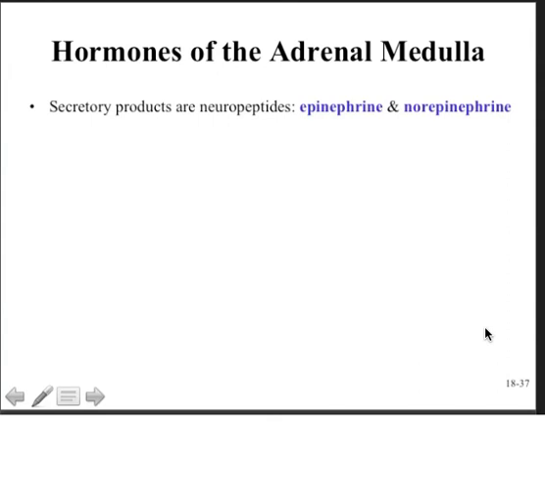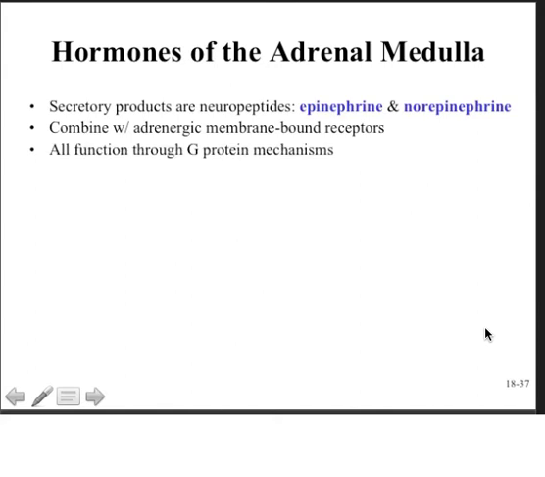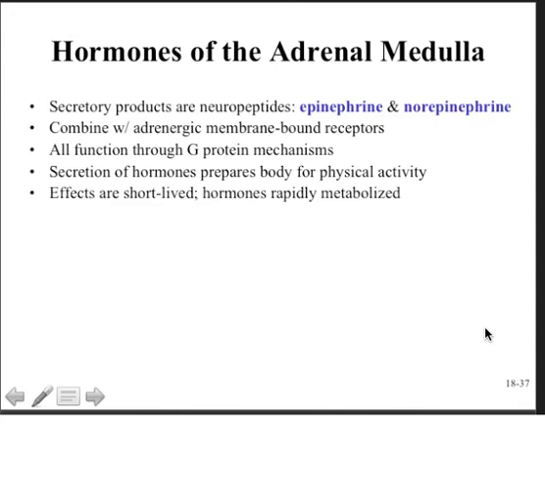So in the adrenal medulla, the main hormones are epinephrine and norepinephrine. They combine with adrenergic membrane-bound receptors and all function through G-protein mechanisms. So GTP is involved on the cytoplasmic side of this signaling cascade. Secretion of the hormones prepares the body for physical activity, but the effects are short-lived and the hormones are rapidly metabolized.